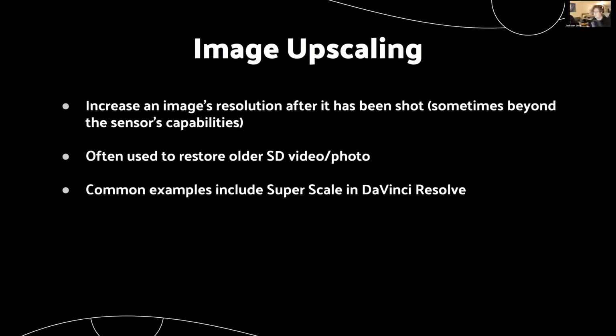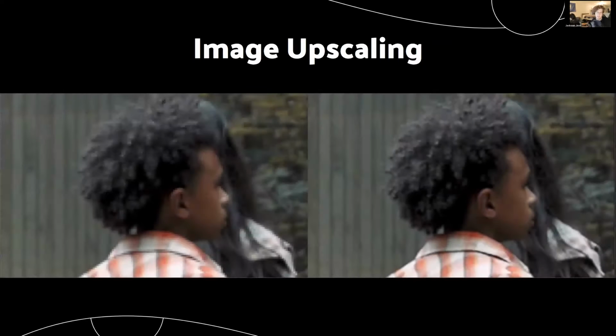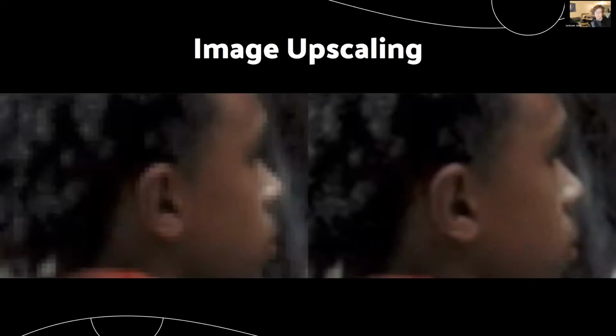So for example, if you have the Resolve Studio, the paid version of Resolve, they have super scale inside of their program, which does this essentially. So here's an example of the image upscaling. On the left, you have the lower resolution image, and on the right is the upscaled image, and just kind of a closer example of it because it's kind of hard to see.